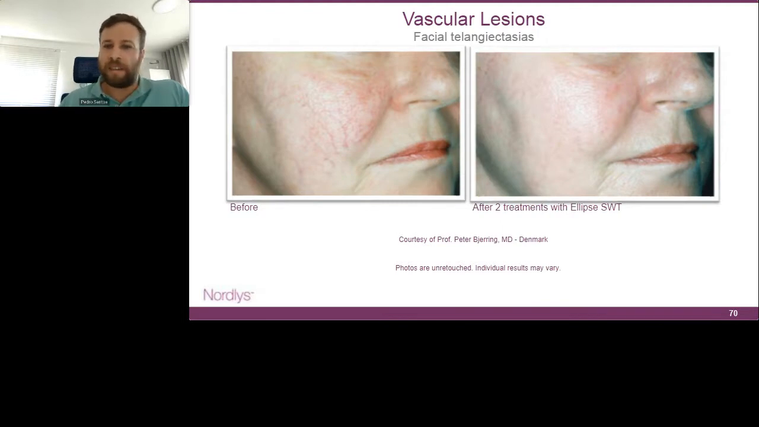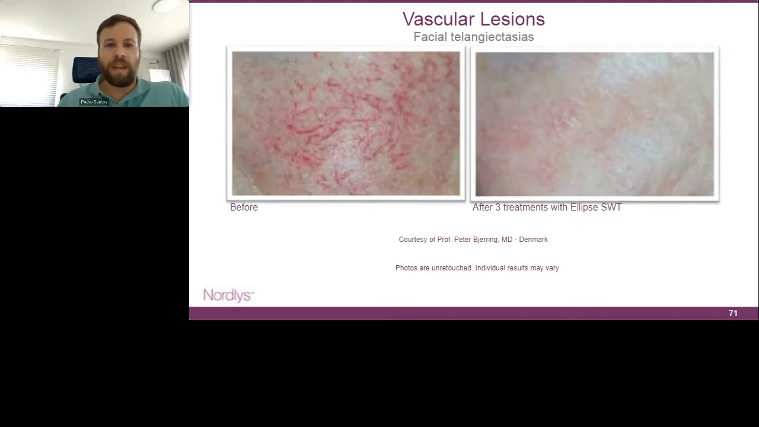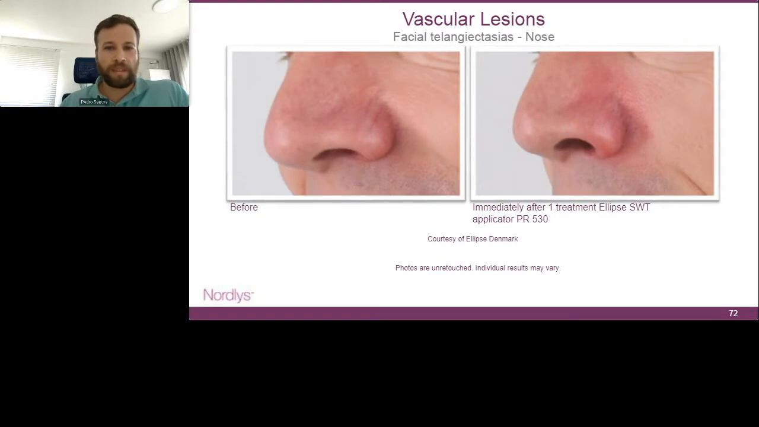Here a similar case using only IPL. Another case, after 3 treatments, telangiectasis of the nose, also with a great efficacy. Please be aware that this vascular system of the nose is a high-pressure system, so the recurrence of these vessels is pretty common 6 to 9 months after treatment, and normally it's needed to retreat these patients from time to time.